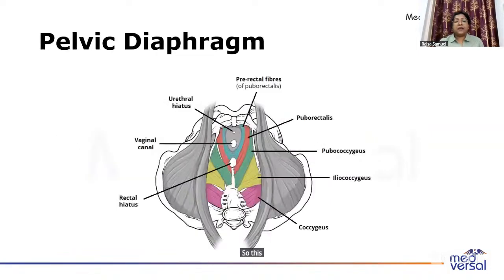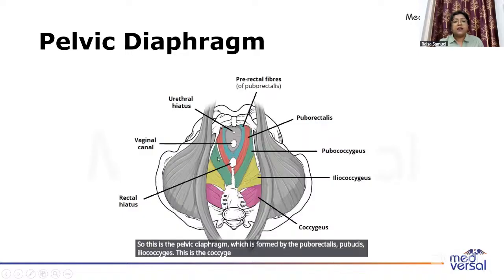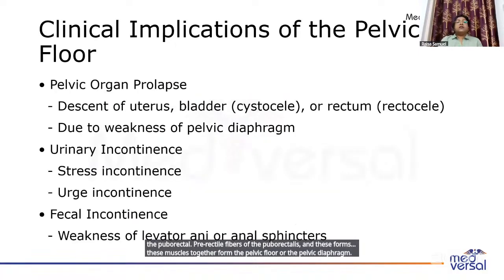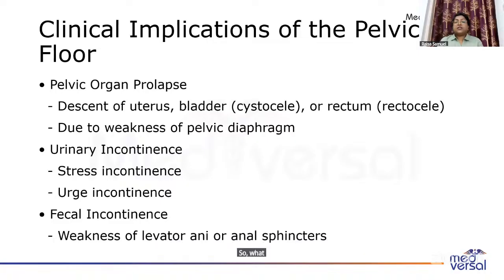So this is the pelvic diaphragm, which is formed by the puborectalis, pubococcygeus, iliococcygeus. This is the coccygeus muscle. And this is the puborectalis, prerectal fibers of the puborectalis, and these muscles together form the pelvic floor or the pelvic diaphragm. So what are the clinical implications of the pelvic floor?